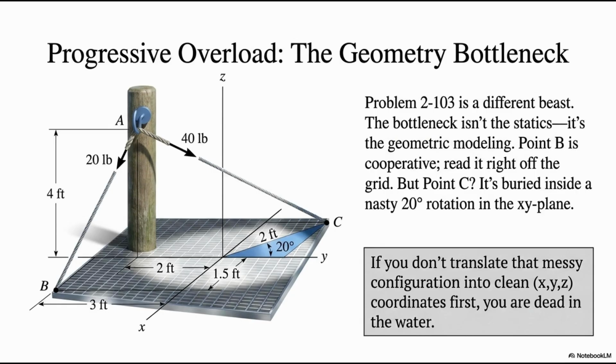This one is a completely different beast, and honestly, the real bottleneck here is geometric modeling, not the statics itself. Look at the setup. We have 2 cables, AB and AC, pulling from a shared suspension point A. Now point B is nice and cooperative. You can read its coordinates right off the grid, but point C is buried inside a nasty 20 degree rotation in the XY plane. You have to translate that messy geometric configuration into clean coordinates first, or you're completely dead in the water.